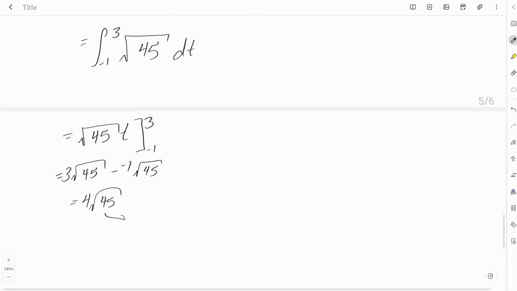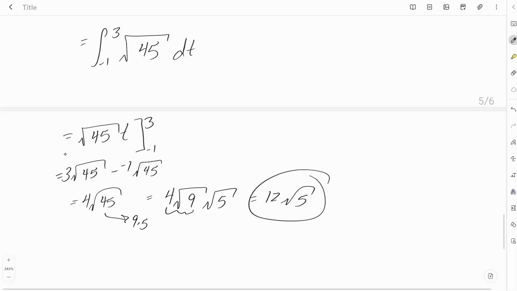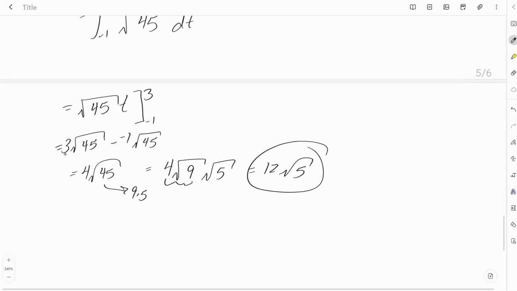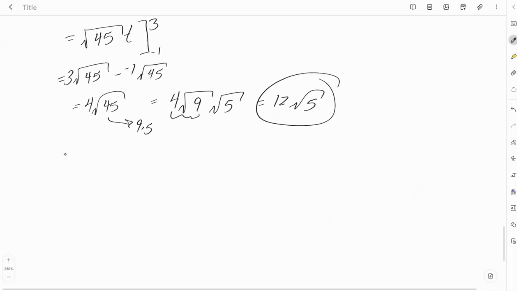And we could simplify that a little bit. 45 is the same thing as 9 times 5. And we know the square root of 9 is 3. So this would end up being, what, 12 square root of 5? I would be fine with either answer.